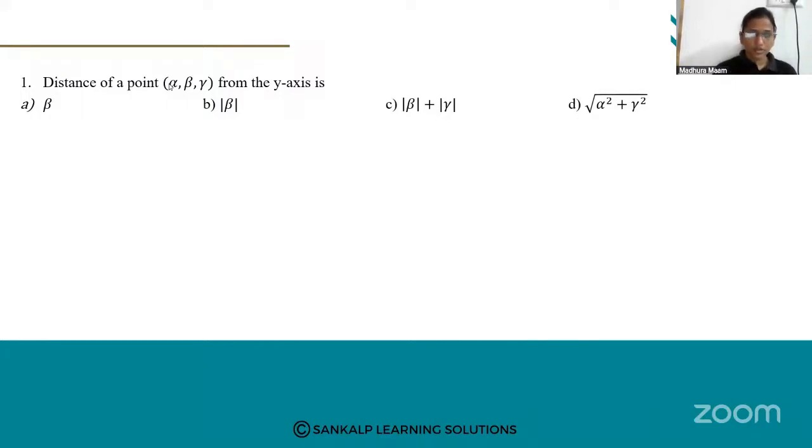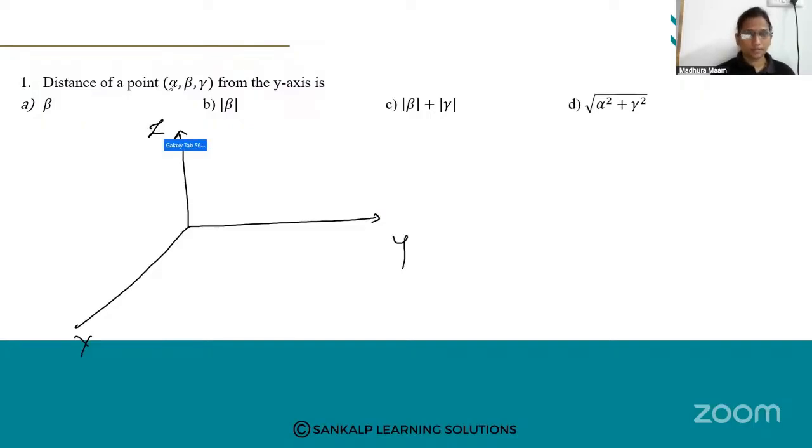Now see here. In here, this is your three-dimensional space system. There is one point in the space, say alpha, beta, gamma. Very interesting question.